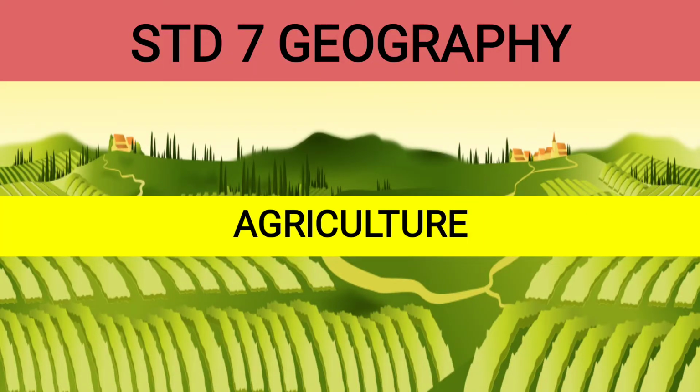This is a continuation of the lesson Agriculture, Standard 7th Geography. In the last session, we completed till sheep and goat rearing, and in this video, I'll continue with the next occupation, that is poultry farming, or we can simply say poultry.